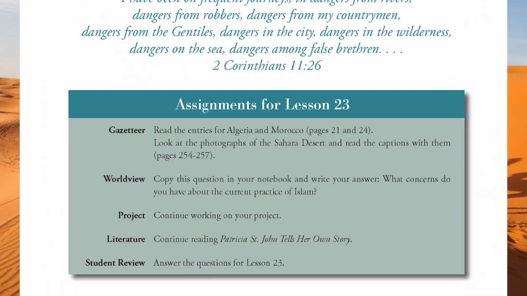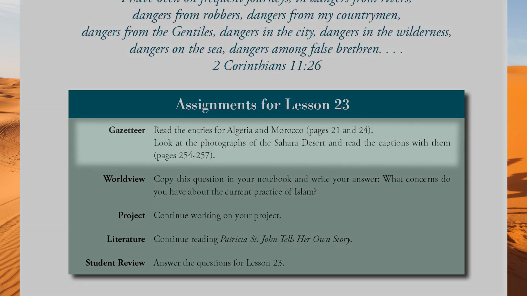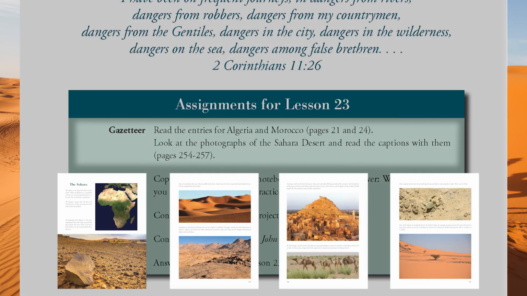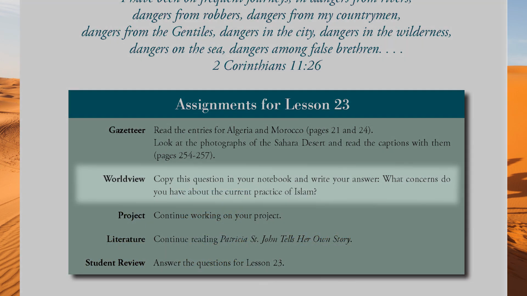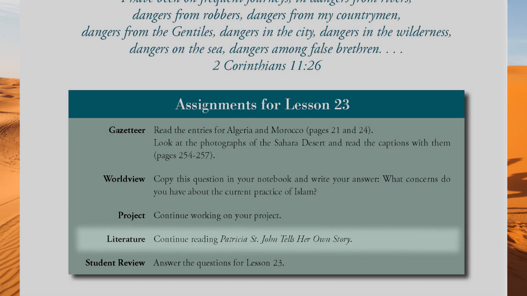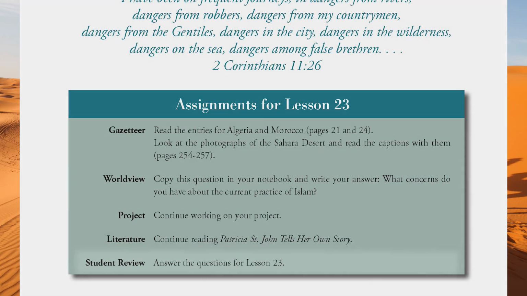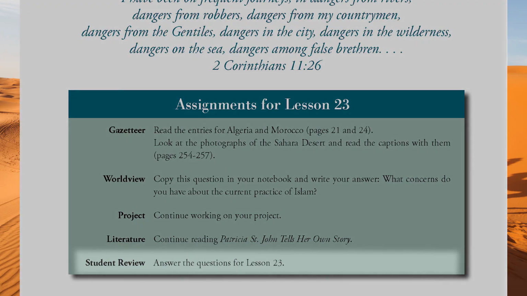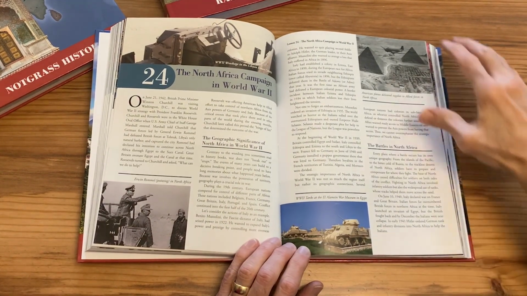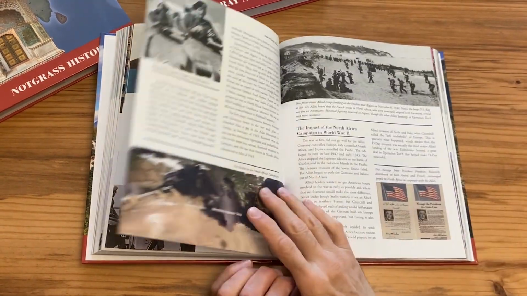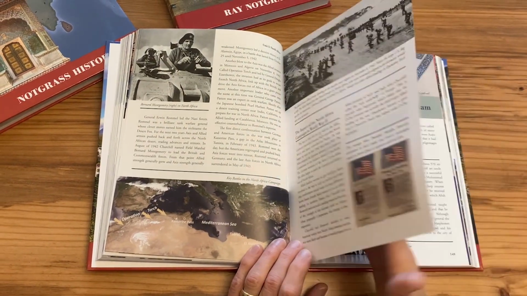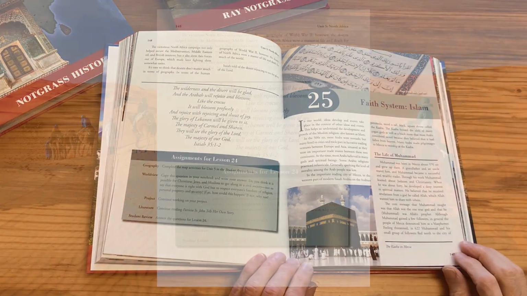The assignments for this lesson include maps in the Gazetteer, a beautiful and fascinating photo essay on the Sahara Desert, a worldview question, reminders about the project and the literature, answering the questions on the lesson in the student review book. Lesson 24 deals with the often overlooked but extremely important North Africa campaign during World War II. We learn the geographic significance of the campaign in the war and for the region.